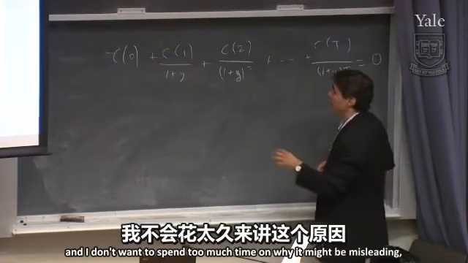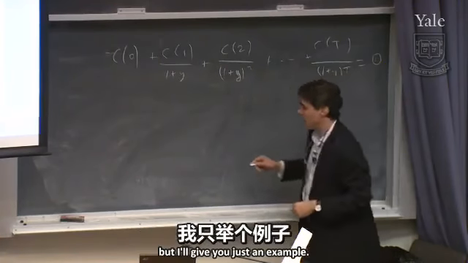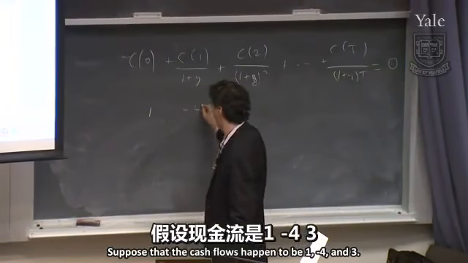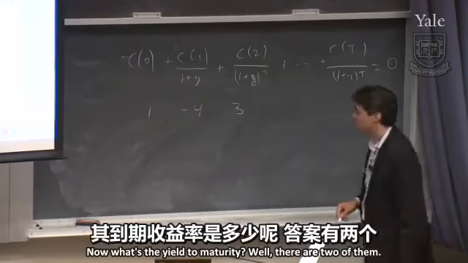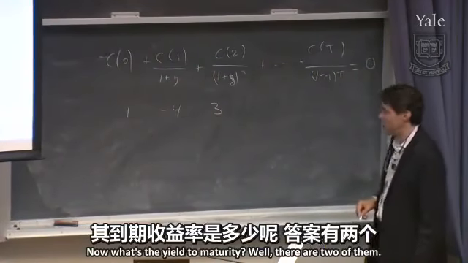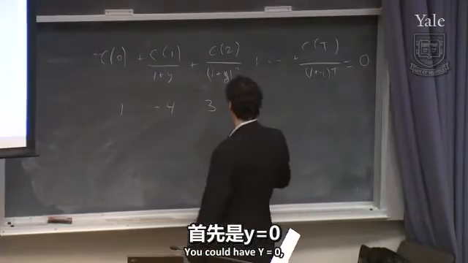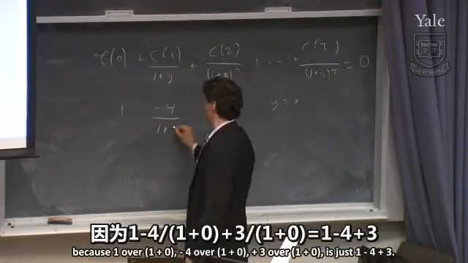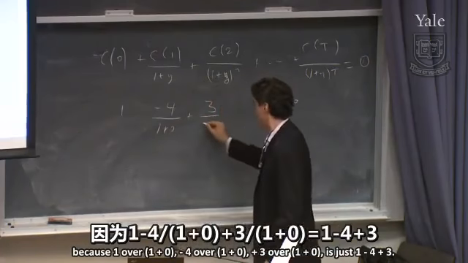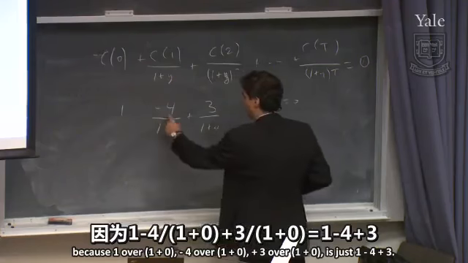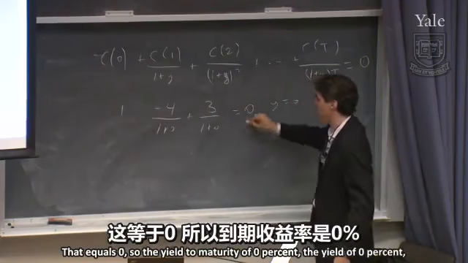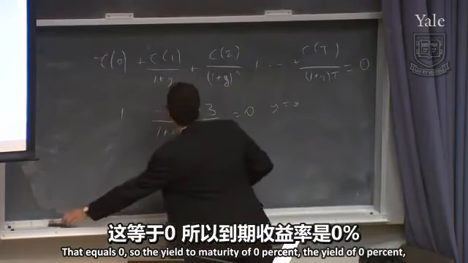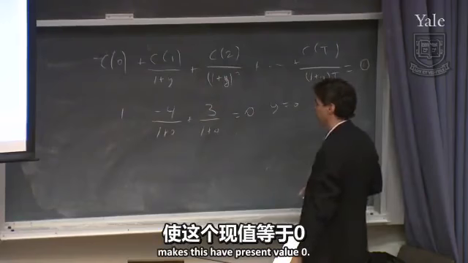Suppose that the cash flows happen to be 1, minus 4, and 3. Now, what's the yield to maturity? Well, there are 2 of them. You could have y equals 0, because 1 over 1 plus 0, plus minus 4 over 1 plus 0, plus 3 over 1 plus 0 is just 1 minus 4 plus 3. That equals 0. So the yield of 0% makes this have present value 0.